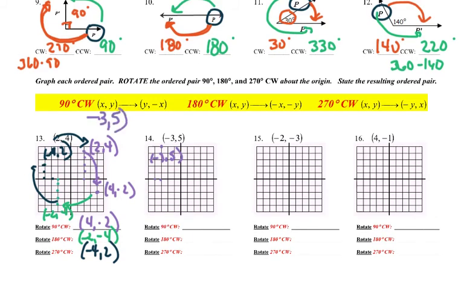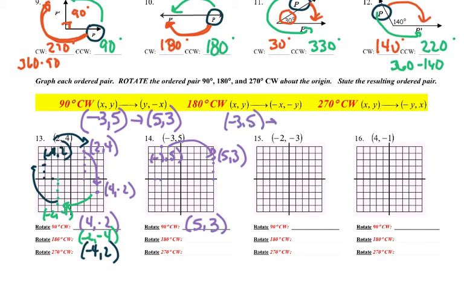If I follow the rule for 90 degrees, it says y, negative x. Well, the negative of negative 3 is 3. So it's going to be 5, 3. For 180 degrees, you go back to the original one, negative 3, 5, and it says change the signs of each one. So it's going to become 3, negative 5. 3, negative 5 down here.